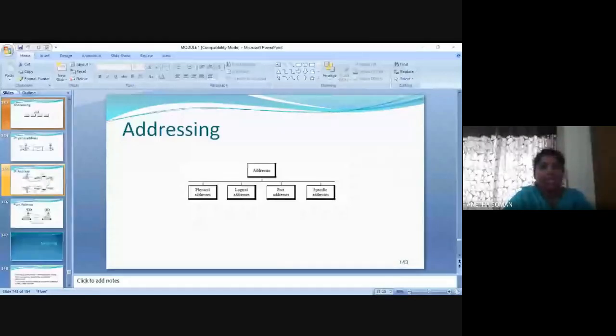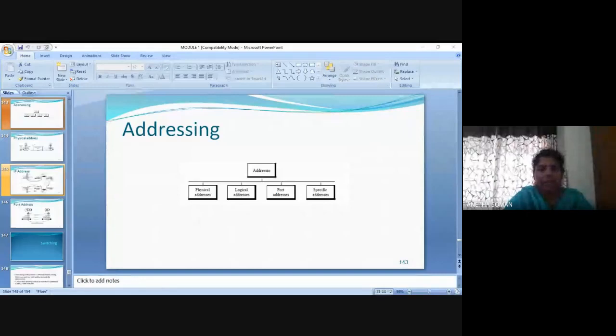Now, the logical address is the same as the IP address. If a computer needs to make a universal communication, then the logical address is made use of. Now, port address: if a computer runs multiple processes, then the port address is a must. The specific address is meant for other types of addressing. So I just told you about the types of addressing methods used in TCP/IP.